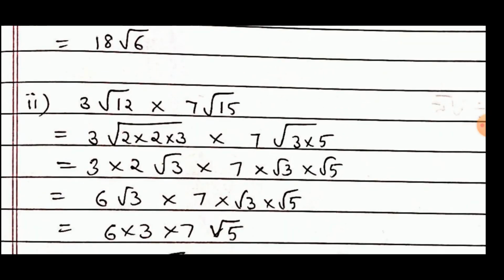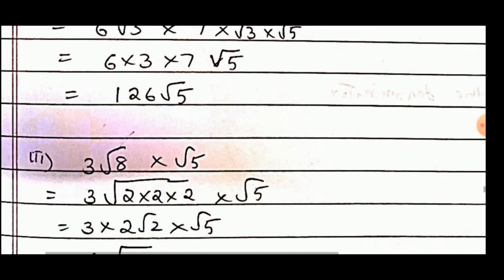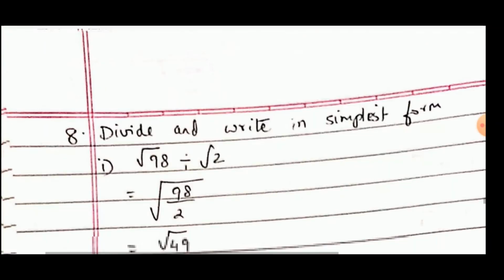18 root 6. Now second one, 3 root 12 into 7 root 15. So take out 2 into 2 into 3, into 7 into 3 into 5. Take out 2 outside, 3 twos are 6 root 3, into 7 root 3 into root 5. So 6 root 3 into 7 root 3 into root 5. So this is 126 root 5. So this way you can find out the multiplication.